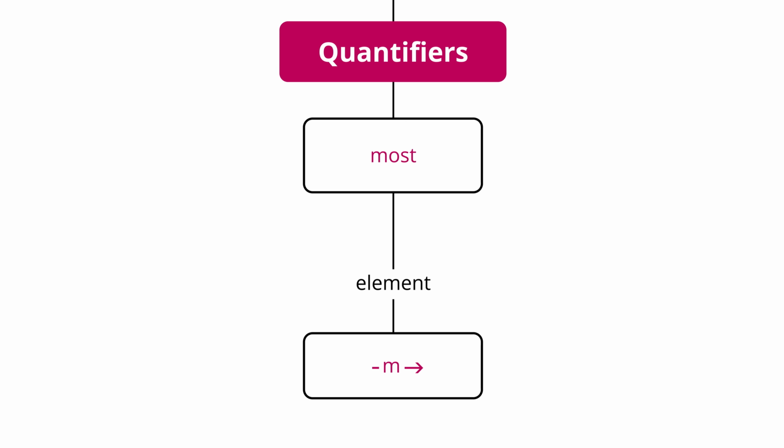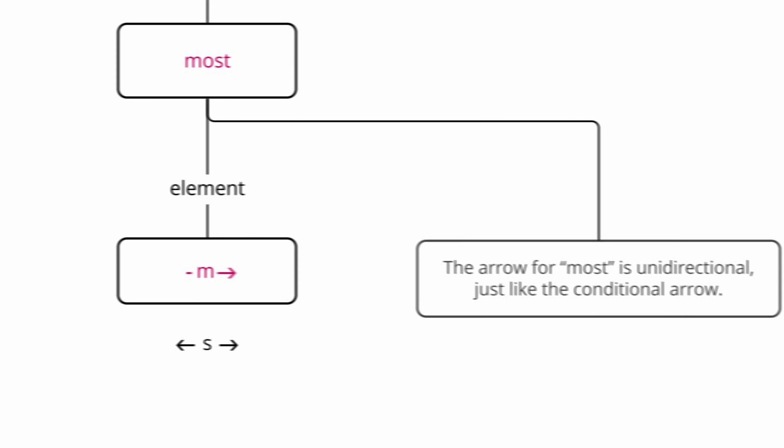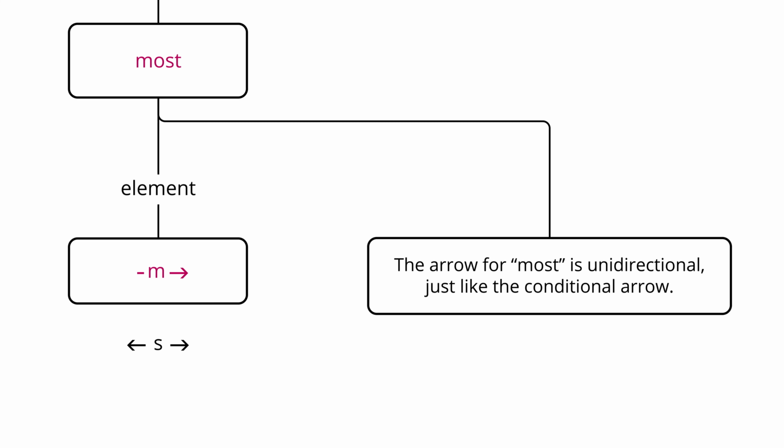Now, the first thing I want you to notice is to contrast this most arrow with the some arrow. Notice how the most arrow is unidirectional. It is a one-way street, just like your standard conditional arrows. It does not point in both directions. That's different from the some arrow, which is a bidirectional arrow. It points in both directions.